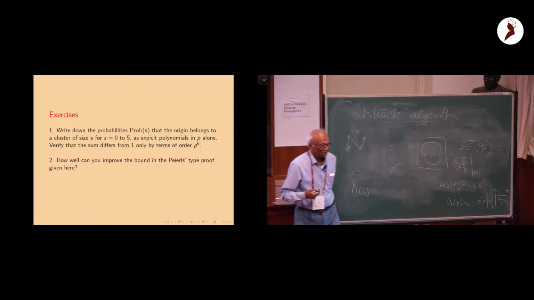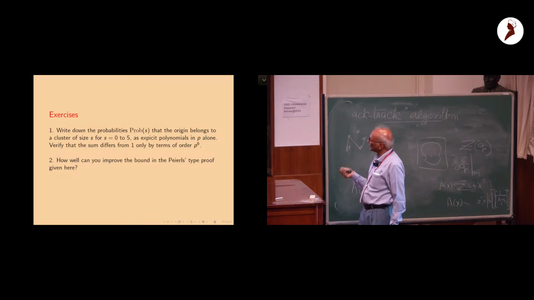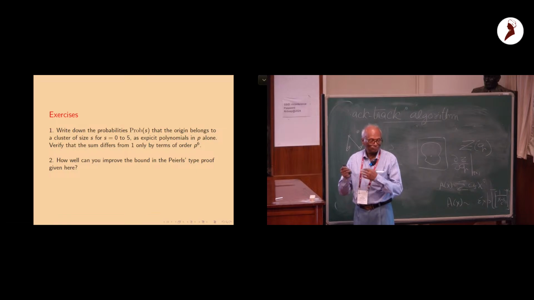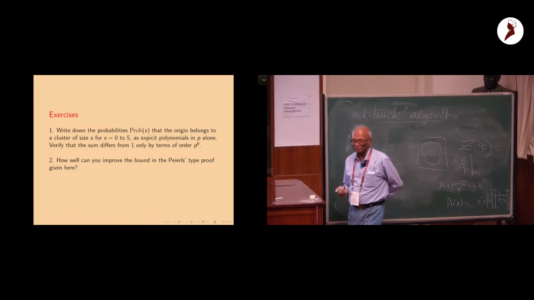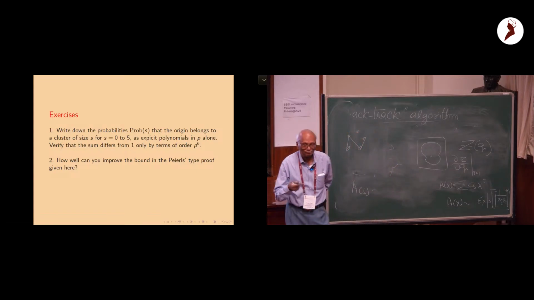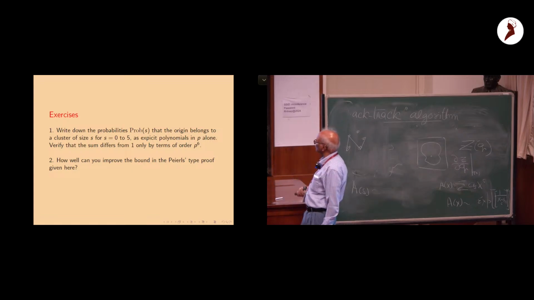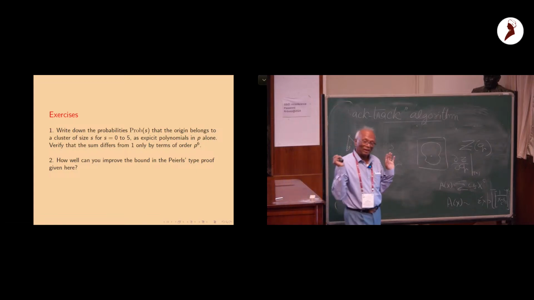And then the interesting point is that if you sum up all these numbers, P0 plus P1 plus P2 up to P5, it will differ from 1 only by terms of order P to the power 6. All the terms of order 1, 2, 3, 4, 5 will cancel exactly. Right now it is being done on the square lattice, but you can do it on any of your favorite lattices. This argument is still working.